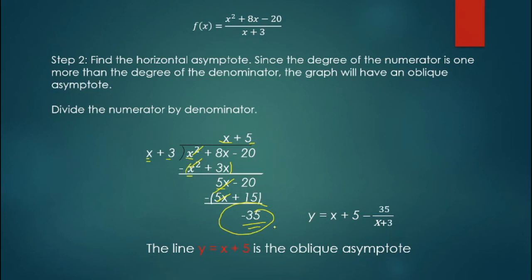So, tandaan, kapag may remainder, i-add natin siya dito. So, magkakaroon tayo ng y is equal to x plus 5. Ito yun, x plus 5. Since this is negative, magkakaroon tayo ng minus 35 over x plus 3. So, kokopyahin lang natin yung denominator, and then ilalagay natin siya sa ibaba ng remainder. But, ang kailangan lang natin kunin for the oblique asymptote is y is equal to x plus 5. So, that is y is equal to mx plus b. So, ito lang po yun.